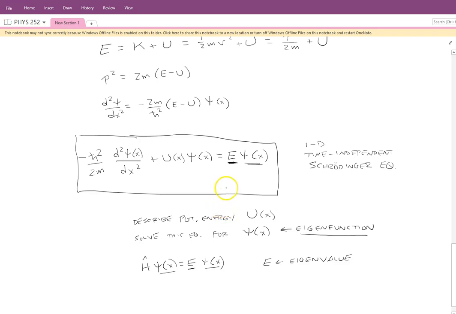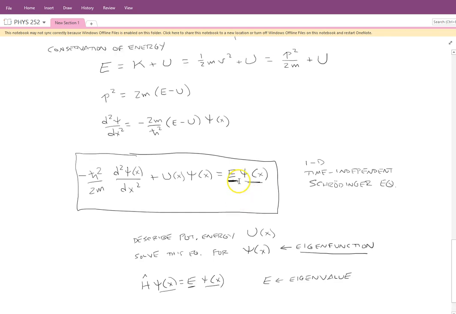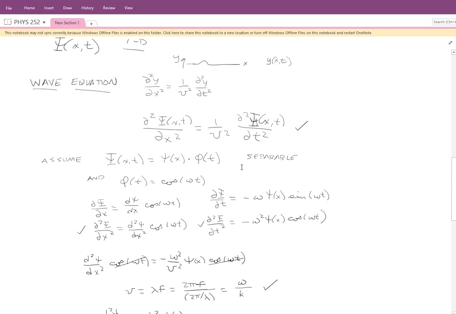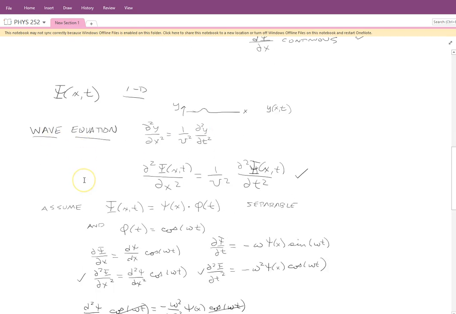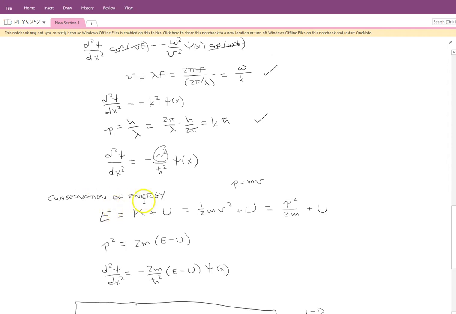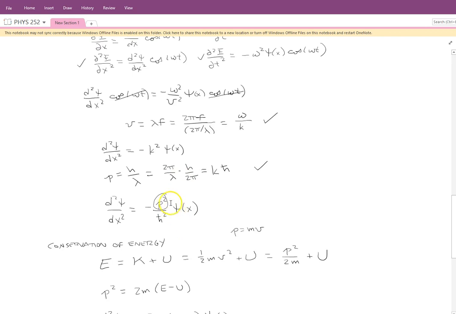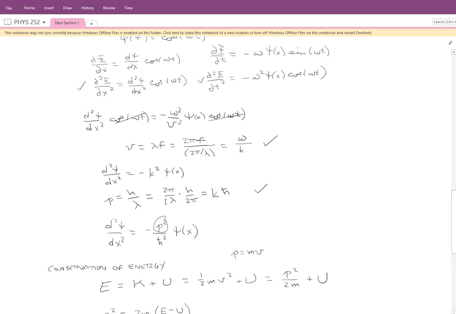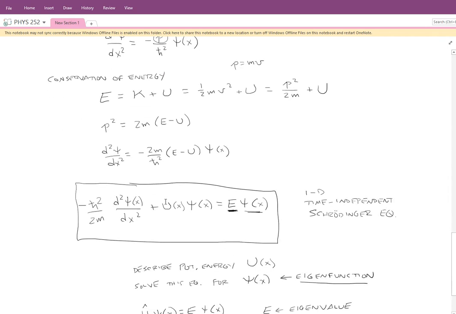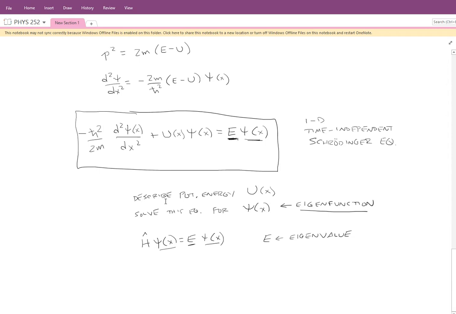So where does this 1D time-independent Schrodinger equation come from? It really comes from some classical physics ideas, namely the wave equation, conservation of energy, and then we also use the idea of momentum of a matter wave. So that's where it's coming from. Now in the next video, we will look at how to actually solve this equation for a very special potential energy function.